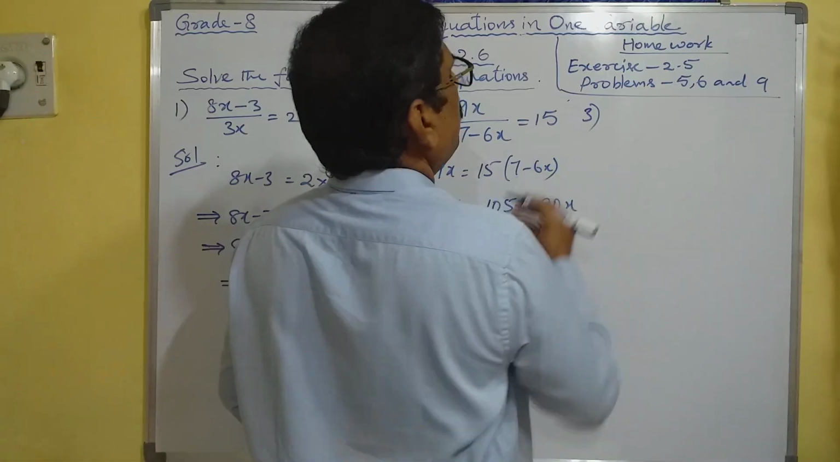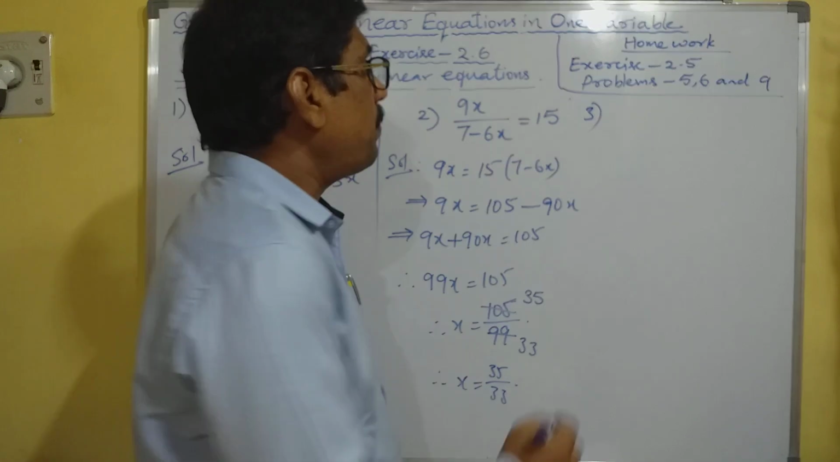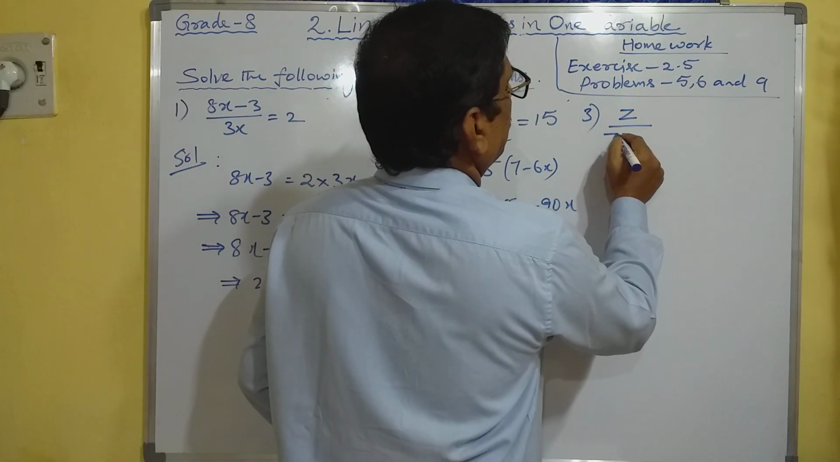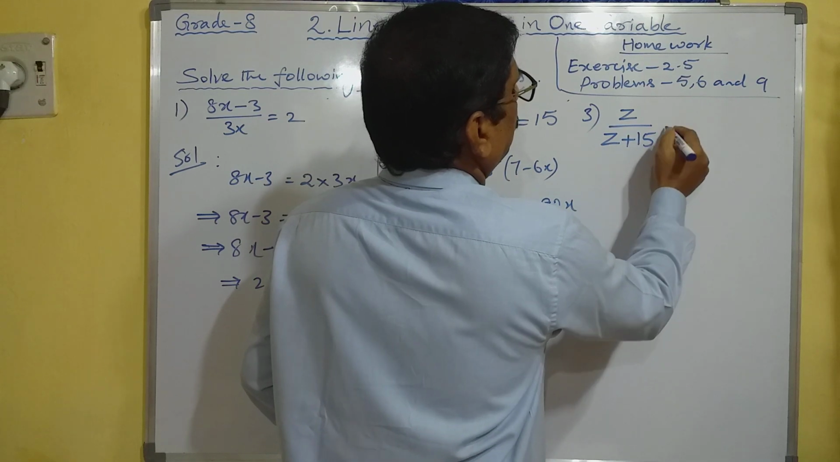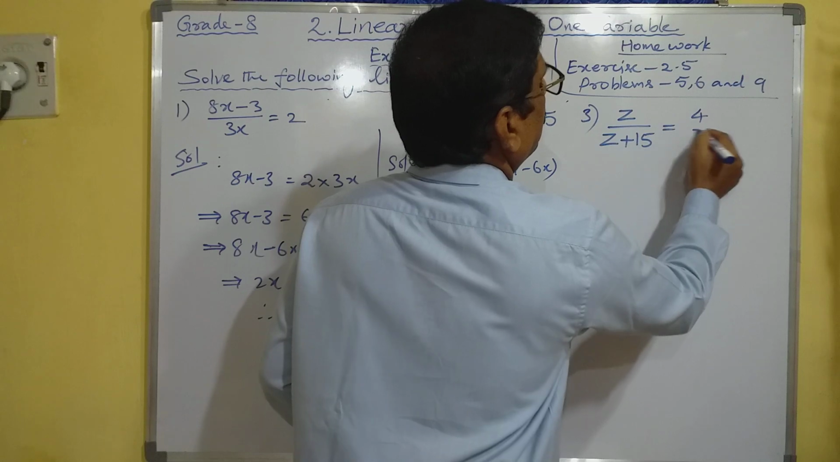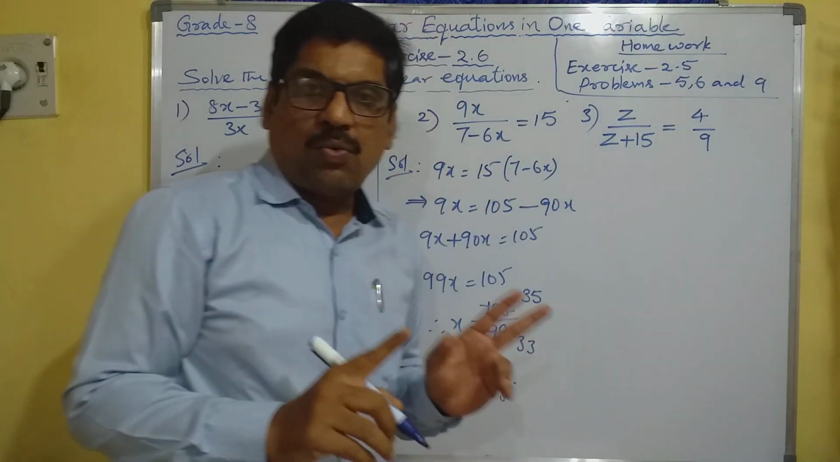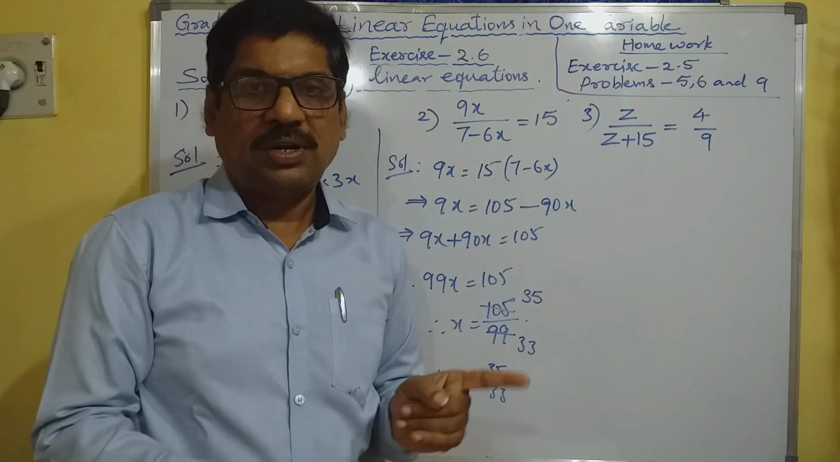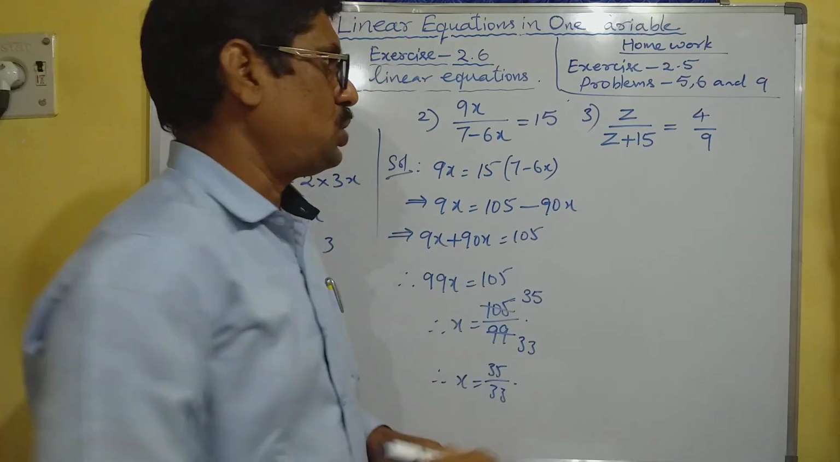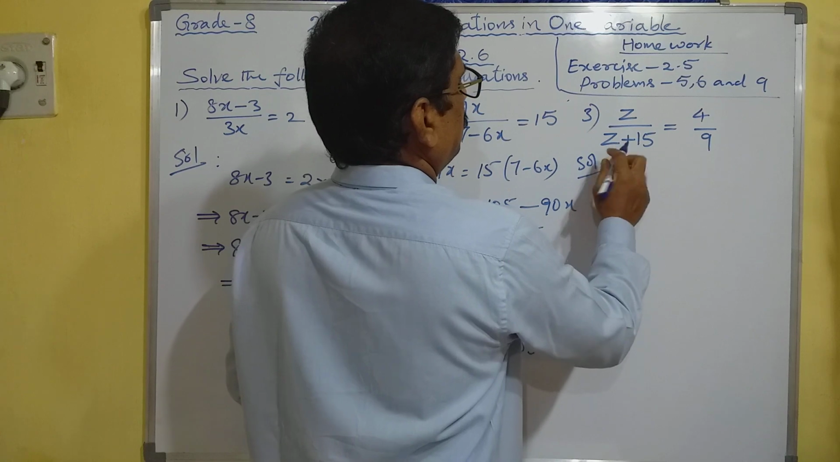What is the third problem? Look at this. Z by Z plus 15 is equal to 4 by 9. So here there are fractions in both the sides, LHS and RHS. In such a case, we have to do cross multiplication. So now let us do this.